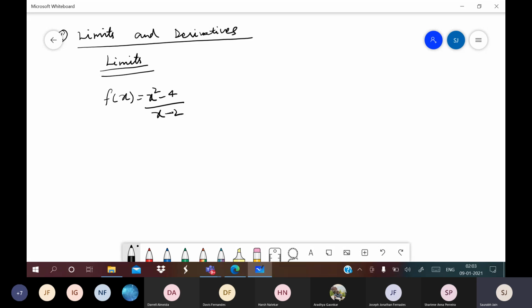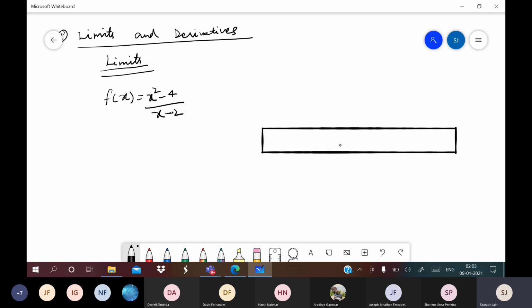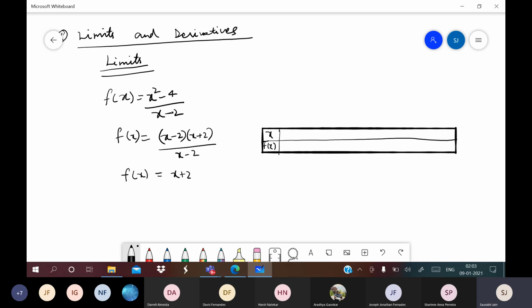So we consider here a function f(x) = (x² − 4)/(x − 2). Try to understand the concept of limit here with the help of this example. As you can see, this numerator can be factorized as (x − 2)(x + 2), using a² − b². This can be written as x + 2 if we cancel the numerator and denominator.